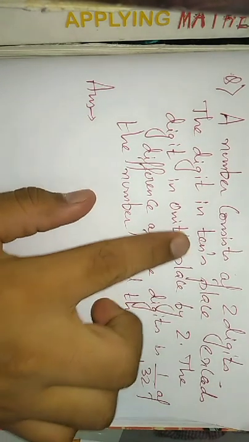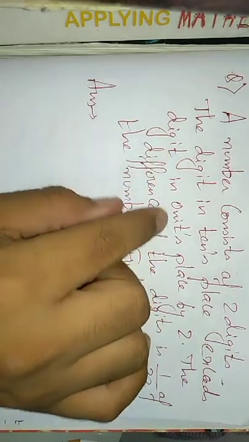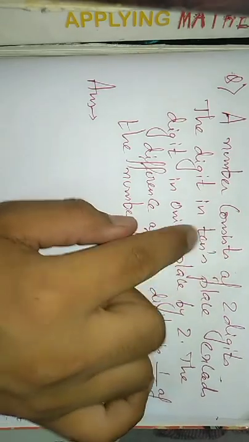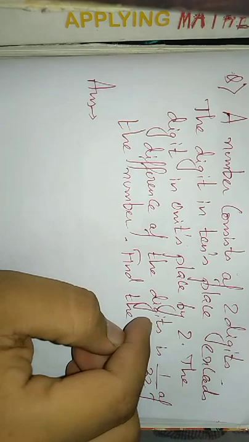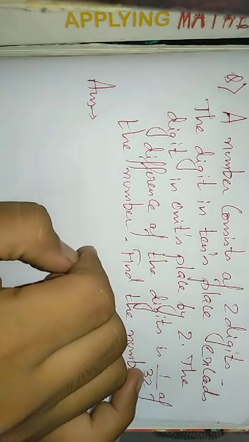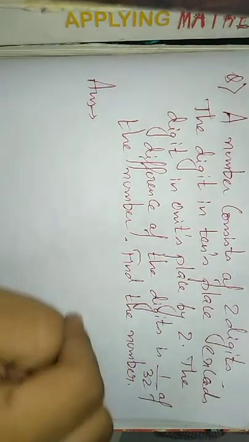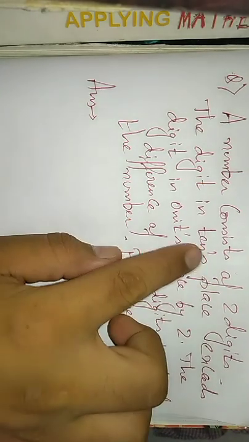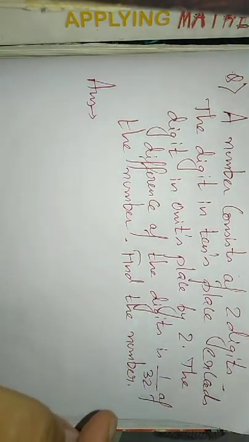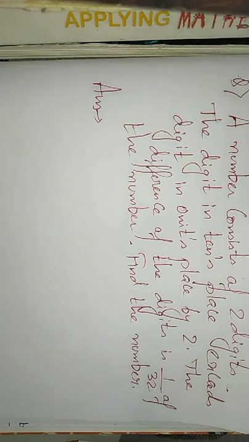So whatever the tens place digit is, that digit exceeds the digit in the units place by 2, meaning the tens digit is greater than the units digit by 2. If units digit is 1, tens digit will be 2 plus 1, which is 3. Okay, so let's just start the question. Here we have read the question properly.